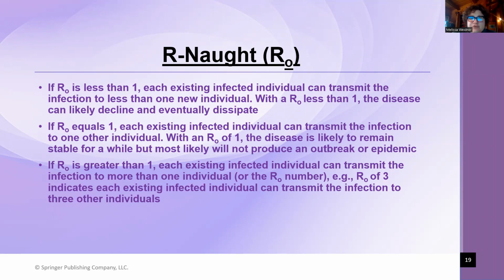If the R naught is greater than 1, each existing infected individual can transmit the infection to one or more individuals. For example, if it is 3, it indicates that each person could infect up to 3 other individuals. The R naught characterizes the intensity of the infectious disease to cause an outbreak or an epidemic.